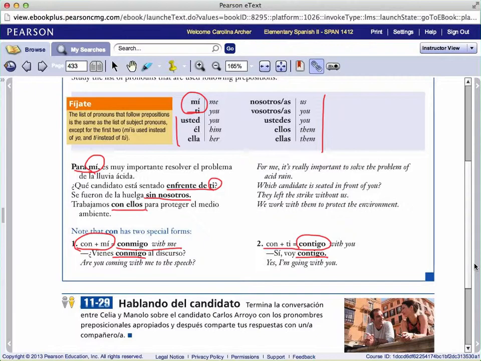Now, when we say without, we just use these forms. Sin mí y sin ti. Okay. So when you say without, we use just the pronouns. When we say with, we say conmigo y contigo. Okay, so those are two special forms.